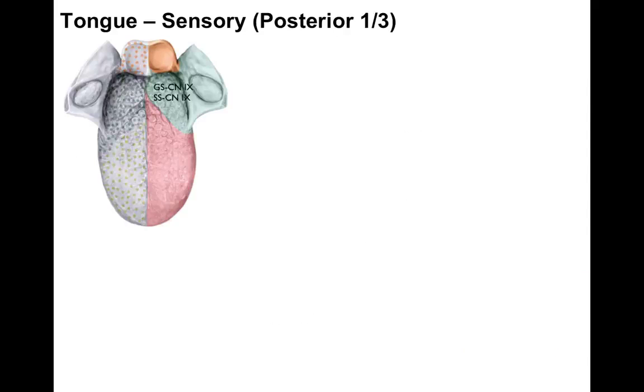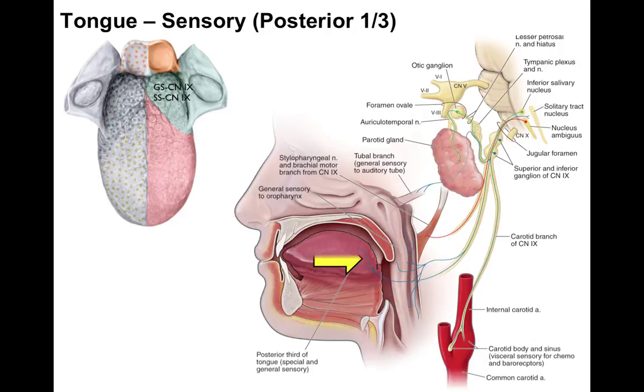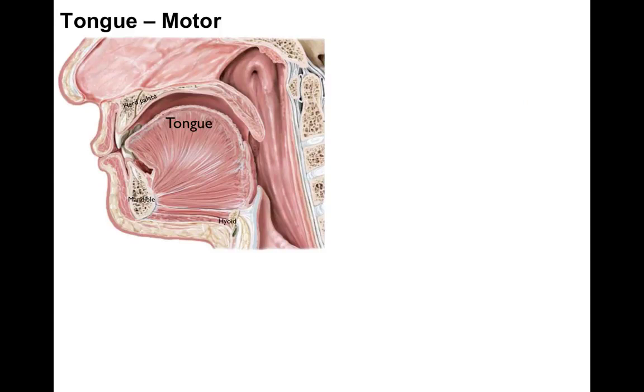Now the posterior third of the tongue. So there we've got general sensation, cranial nerve 9, special sensation, cranial nerve 9. And so there we've got our posterior third of the tongue. General and special sensation are going to come from the posterior tongue and oropharynx and go back via cranial nerve number 9 to the medulla.